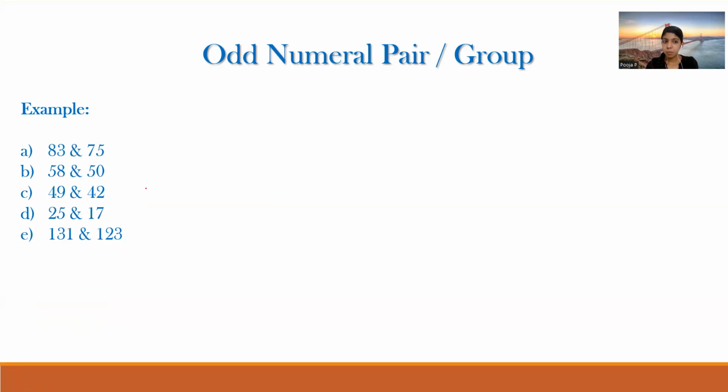Anybody found the answer? Ma'am, is the answer 49 and 42? Yeah, option C. But why? Because in every pair there's a difference of 8. You are correct. Every pair has a difference of 8. Only option C, 49 and 42, does not have that difference.